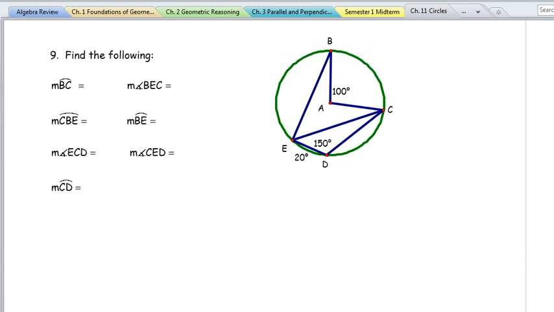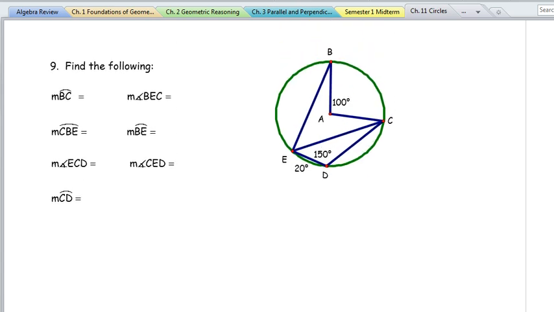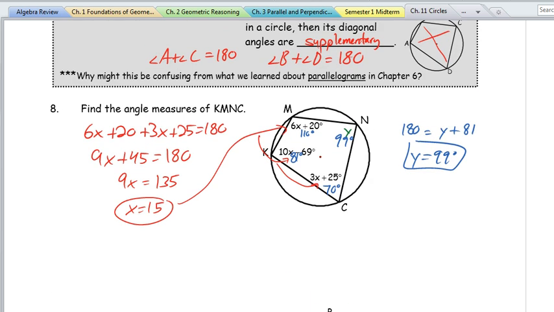And let's save number 9 as a nice little warm-up for tomorrow. We got some intercepted arcs, some inscribed angles, we got some central angles. It'll be a nice little warm-up for the beginning of class.